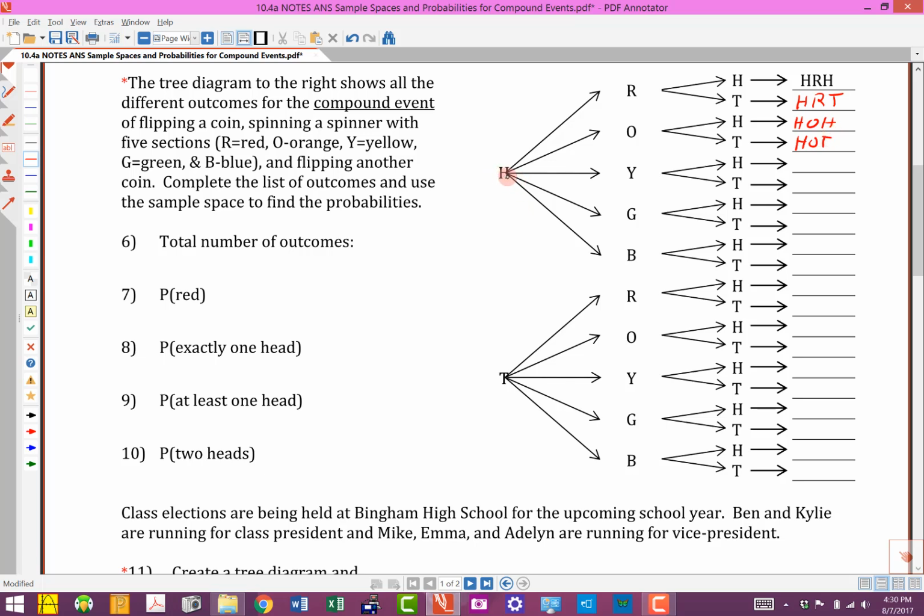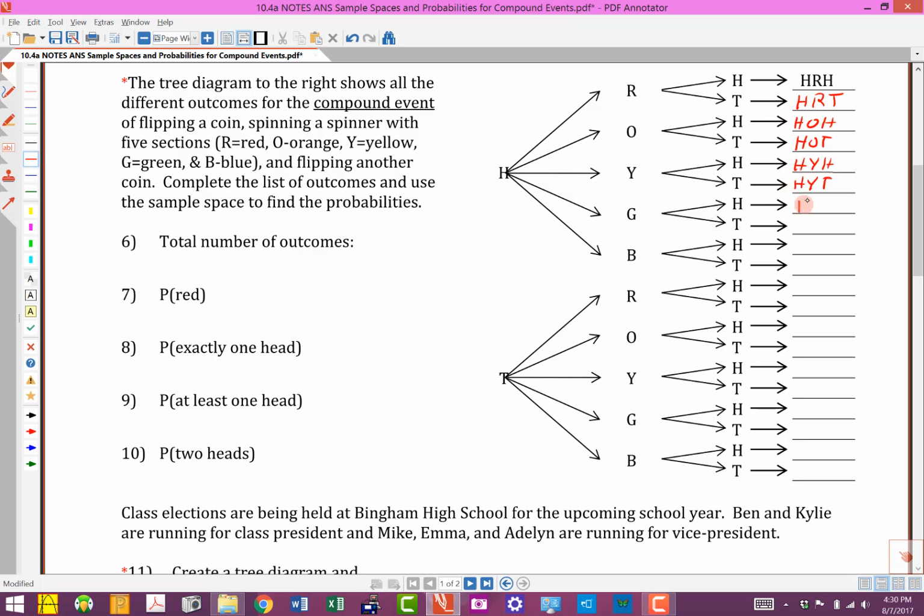Next one, so we've got heads on the first coin flip, yellow, and then a head. So this is going to be H, Y, H, and then it's going to be H, Y, T. Now, if you take a look here, I think you'll notice something. H, R, H, H, R, T, H, O, H, H, O, T, H, Y, H, H, Y, T.